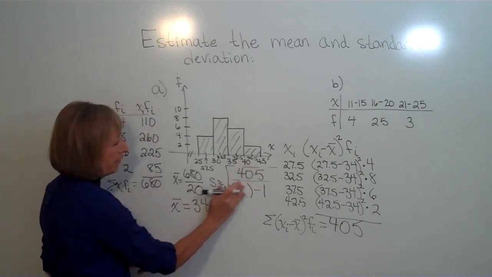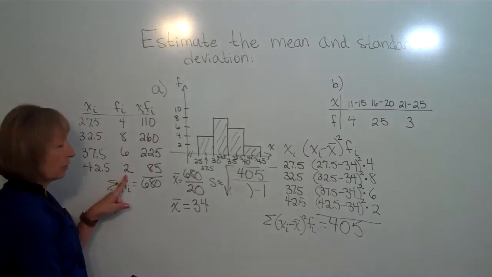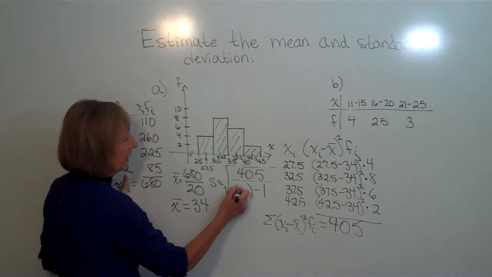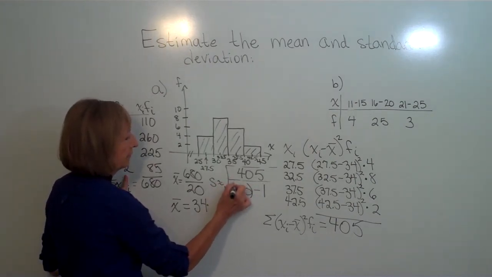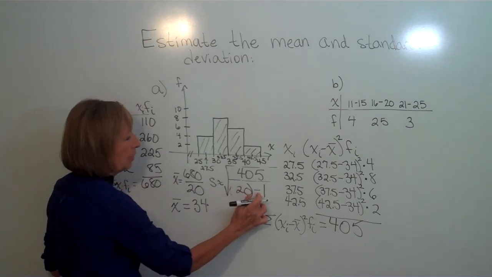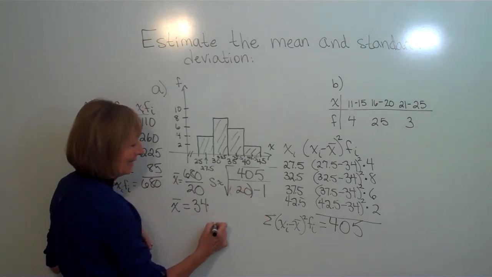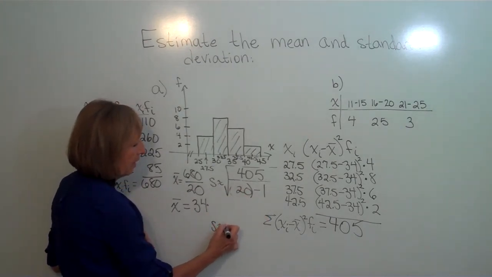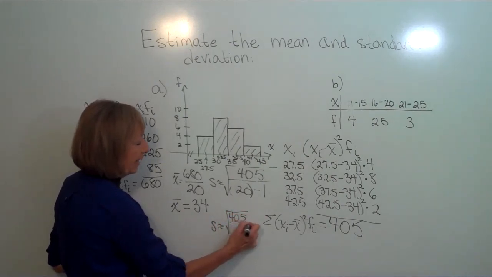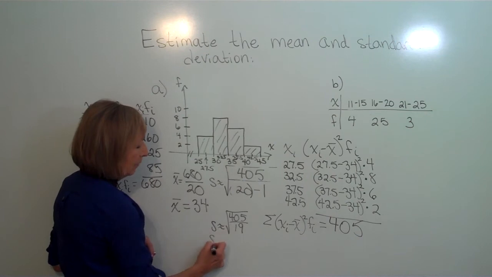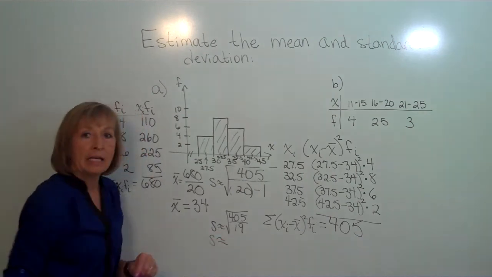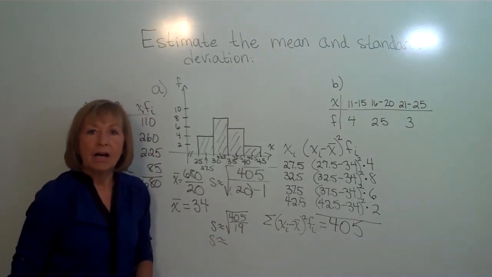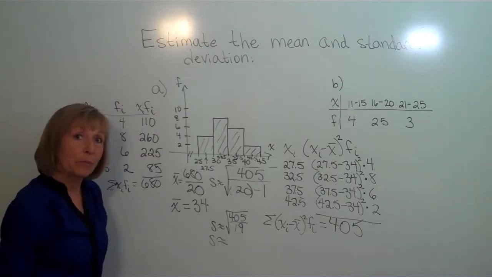The sum of the frequencies, remember, is the total of the frequency column, which was 20. And that 20 subtract 1 gives me a 19 in the denominator. So my s is approximately the square root of 405 divided by 19. And when you do that, you get a sample standard deviation of approximately 4.62.